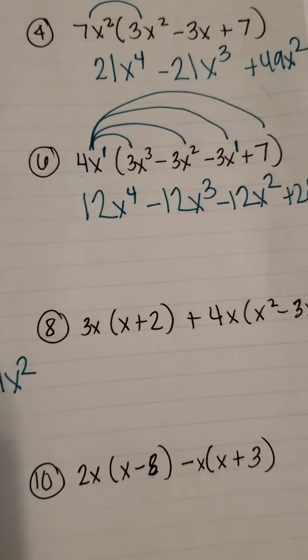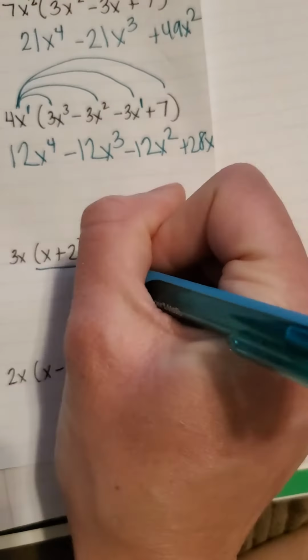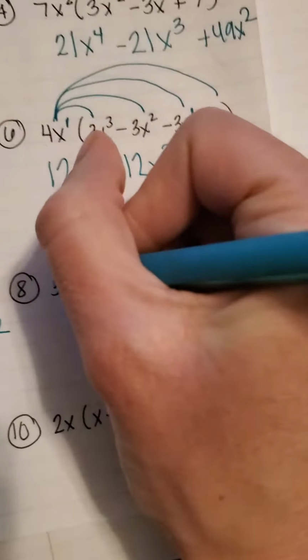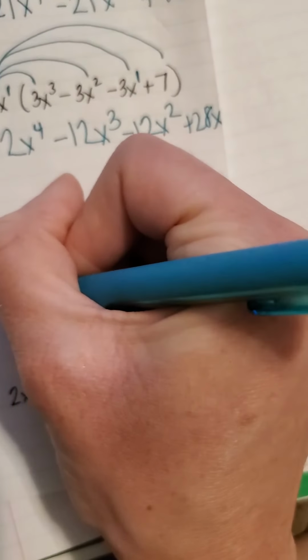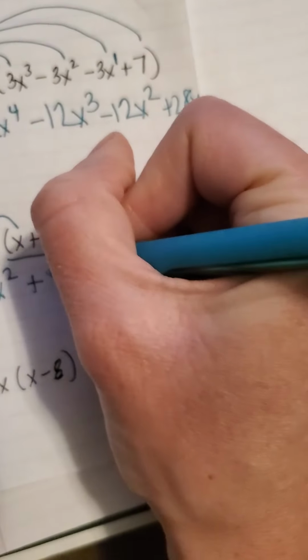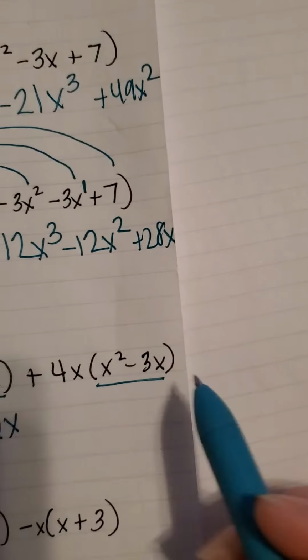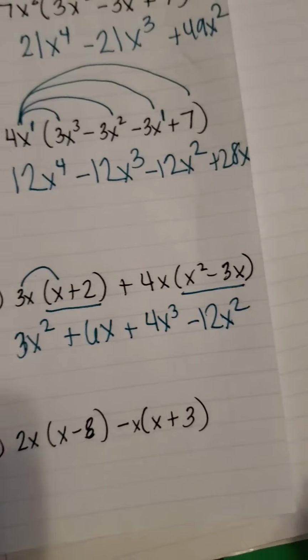On the next one, now I have 2 parentheses, and I have numbers out in front of both of those. So now when I multiply, I'm going to get 3x squared plus 6x. So I multiply there. Then I go and multiply over here. So plus 4x to the third minus 12x squared.